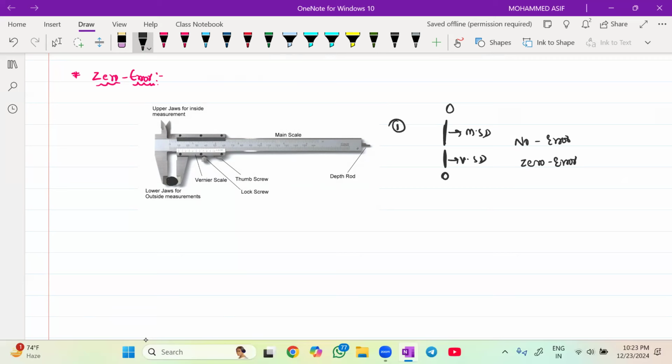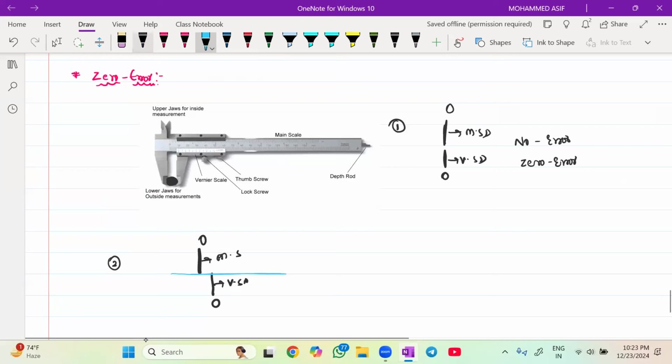Zero error, no error. Am I clear? Yes, sir. Point number 2, now very important. Now see here, this is the zero of your main scale, and this is the zero of your Vernier scale. This one is Vernier scale, and this one is your main scale. Clear? Zero of the Vernier scale. So this one is called your positive error. Positive zero error. इसका मतलब क्या है?